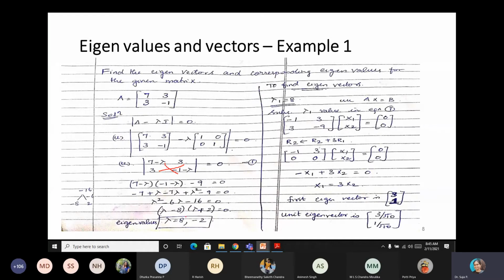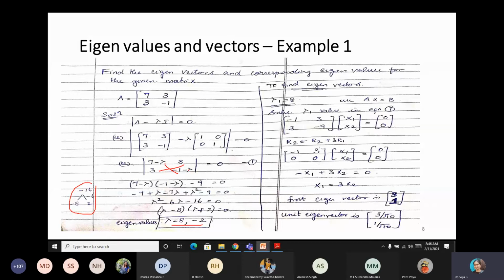We will be solving this and finding the roots. This is like a quadratic equation. You find the roots of this. These values of lambda are called eigenvalues. Now we have to take these eigenvalues and substitute them in this equation.